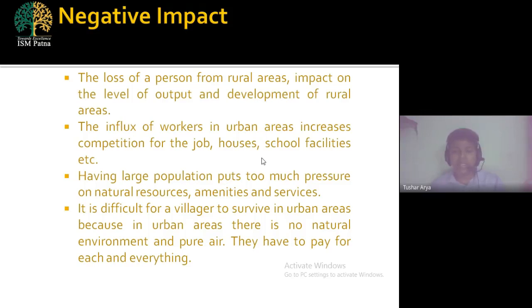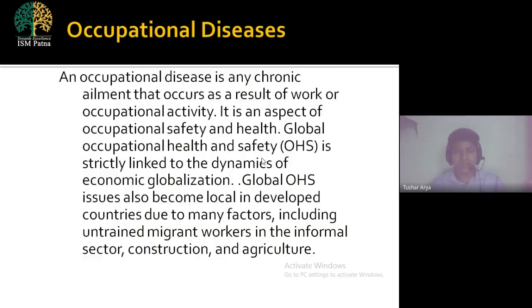He can't adapt to that urban area society, and he will again miss that natural environment and pure air. Even if you want to go for a morning walk in a particular garden or in any park, you have to pay. It means you have to pay for the pure air or the natural environment. That's why it is written here: they have to pay for each and everything, whatever they are using.